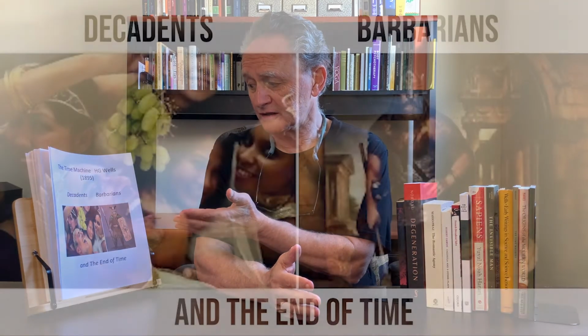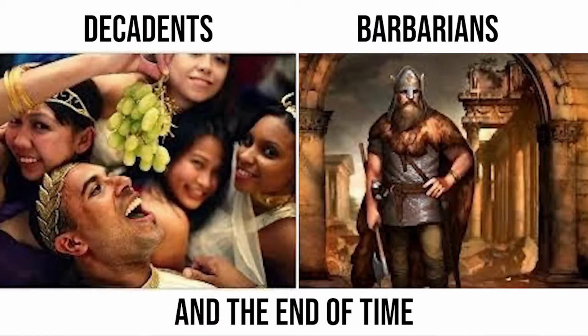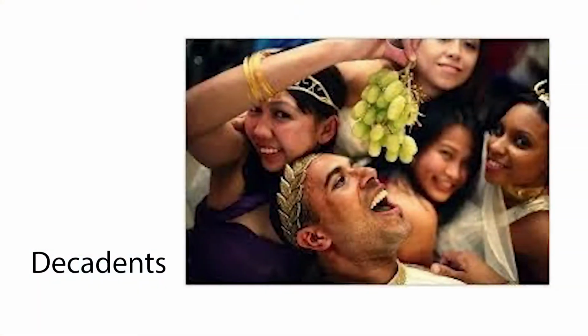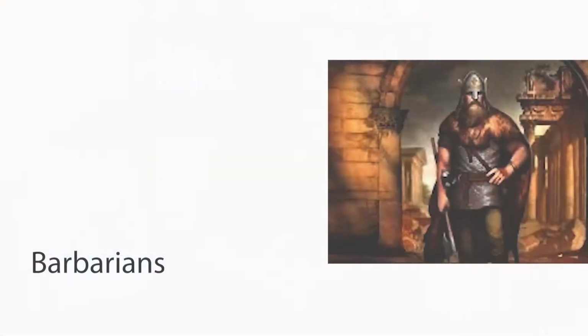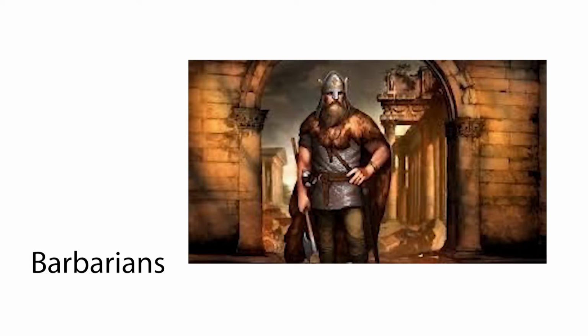So the title of this lecture is The Time Machine, Decadents, Barbarians, and the End of Time. Because that's exactly what this book is about. Decadents, barbarians, and the end of time. And I'm going to explain exactly what that is all about. I have some nice pictures right here. This obviously represents decadence, they're having a party, having a good time. This is the barbarian that's waiting to harass and invade and rob the civilization. And the end of time, we'll get to that too.